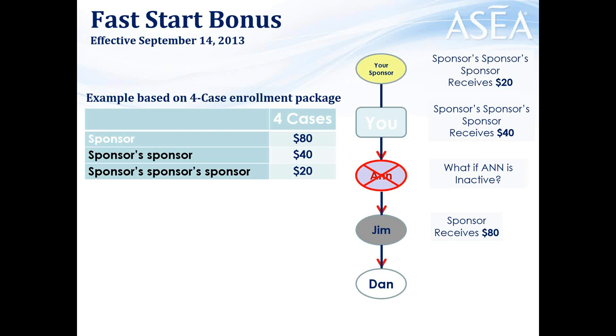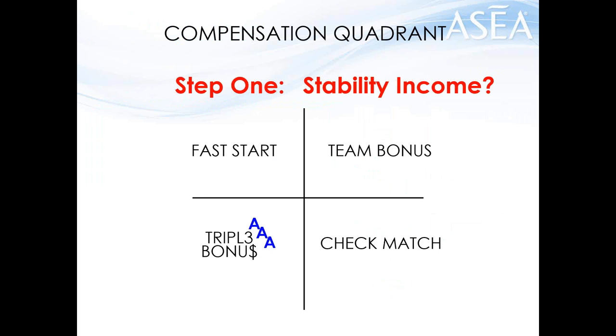So it just shifts up. Some companies keep that money. Okay, not ASEA. They pay it to the first qualified individual in the upline. Okay, another fantastic characteristic of ASEA. Now, let's move on to AAA bonus.